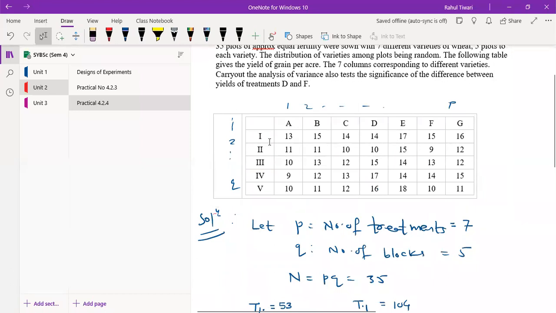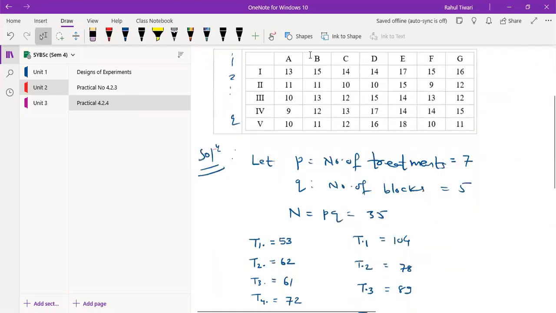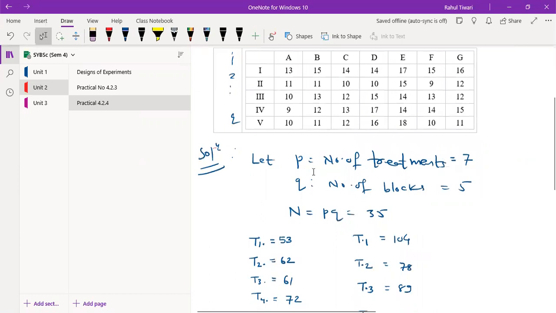Similarly, block. So this is your block. So 5 blocks. So this is where the confusion happens. Many students get confused about the addition, how to do it. So don't get confused between that. So that's why you assume treatment and block, and according to that, you can work.